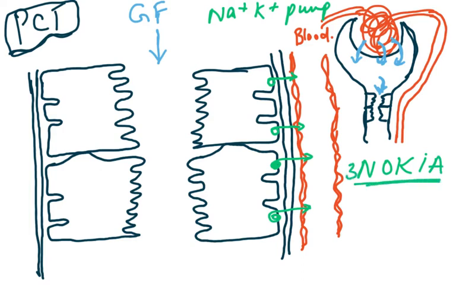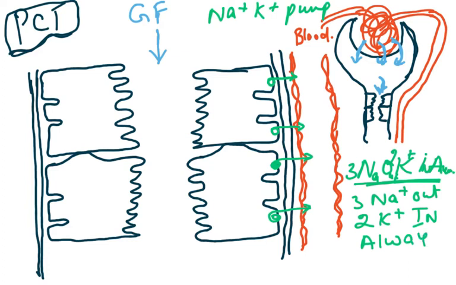This is 3 sodium out, 2 potassium in always. So 3 sodium out, 2 potassium in always. And the mnemonic for this is Nokia. It's easy for you to remember it. So the sodium-potassium pumps are placed on the basal side. I'm showing you these green little blobs.